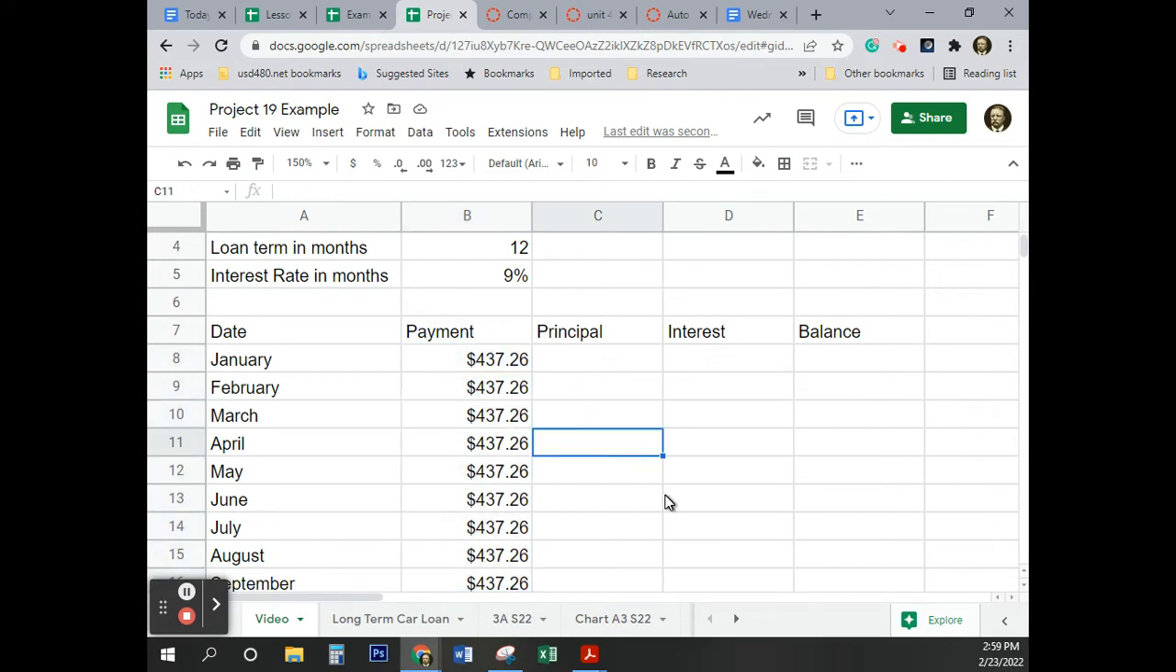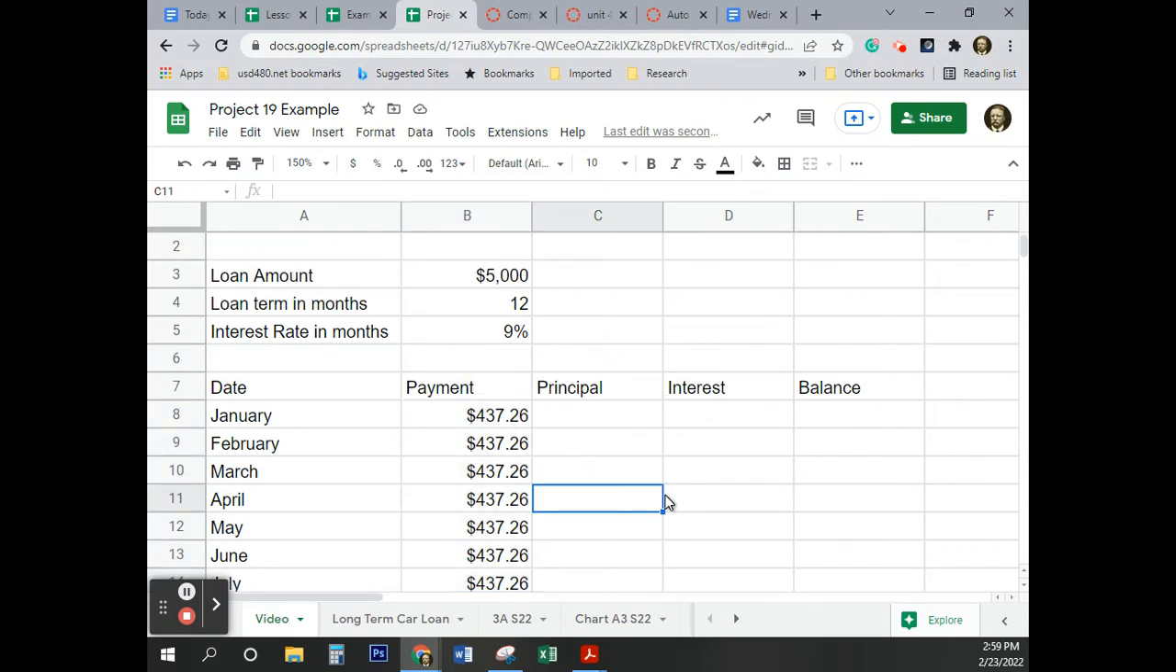Okay, so the next thing we're going to do here is start working with the formulas. And the first thing we need to do is calculate the interest in the first payment period. The second and all the others will be different, but the first one's the only one that's actually unique. So I'm going to click here on cell D8. You can see that I'm in D8. Okay, all functions and formulas start with an equal sign. Good.